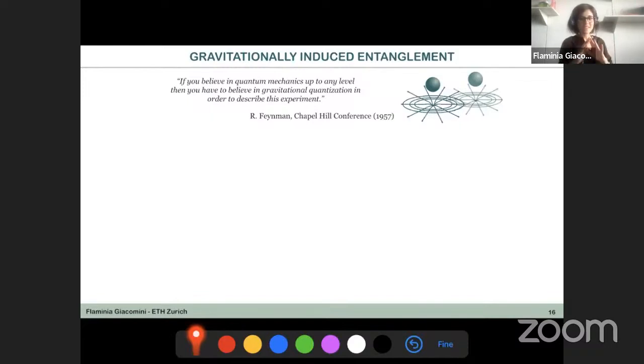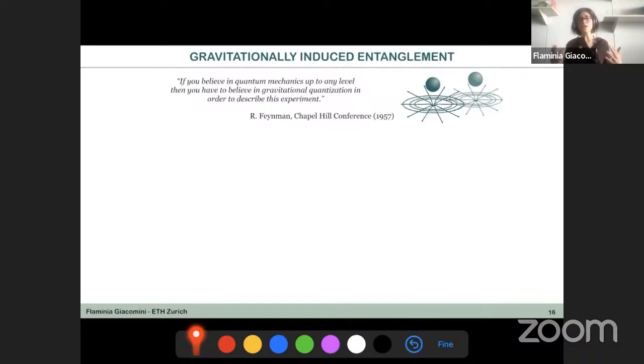It at least dates back to 1957, when Richard Feynman at the Chapel Hill Conference proposed a thought experiment that involved a mass in a quantum superposition and concluded that if you believe in quantum mechanics up to any level, then you have to believe in gravitational quantization in order to describe this experiment. However, Feynman had something very precise in mind with this. The only thing that he meant is that the state of the gravitational field is in a quantum superposition. So he was not talking about gravitons, he was not talking about quantum theory of gravity, just that the state of the gravitational field is in a quantum superposition.